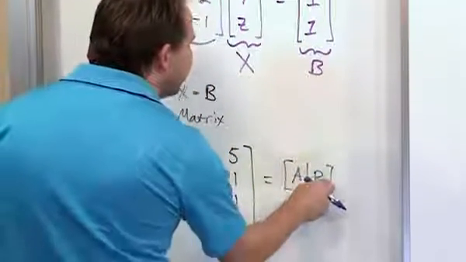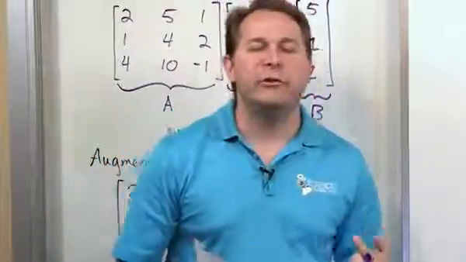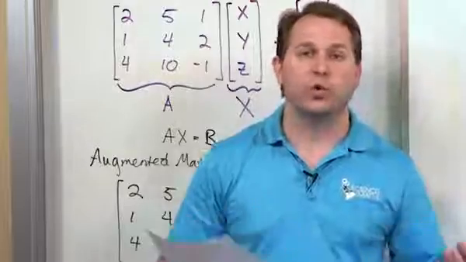This is the coefficient matrix. This is what's on the right-hand side of the equal sign. The reason we're writing it like this is because I'm going to teach you how to solve systems of equations with what we call row reduction.